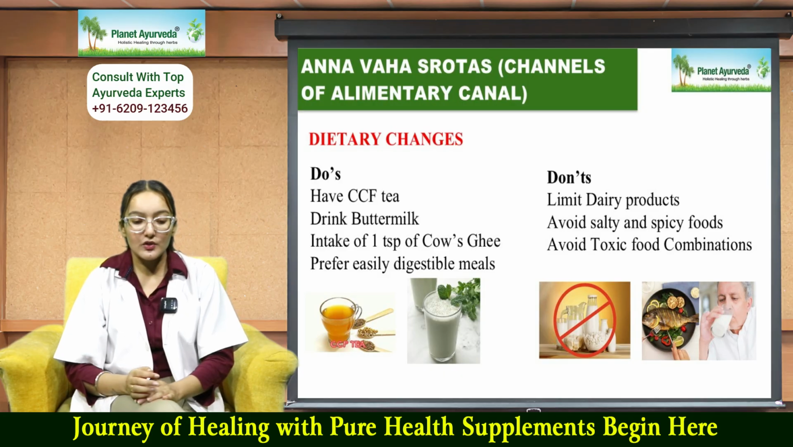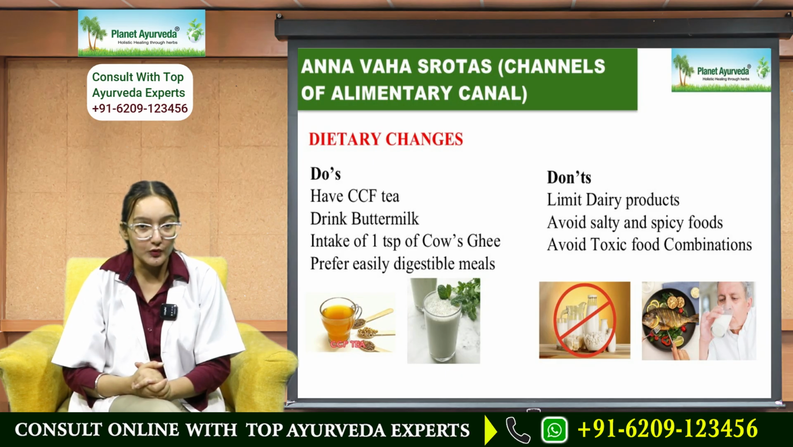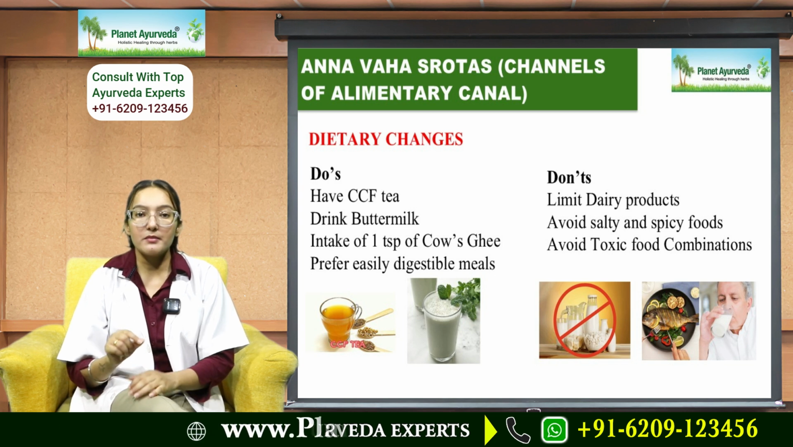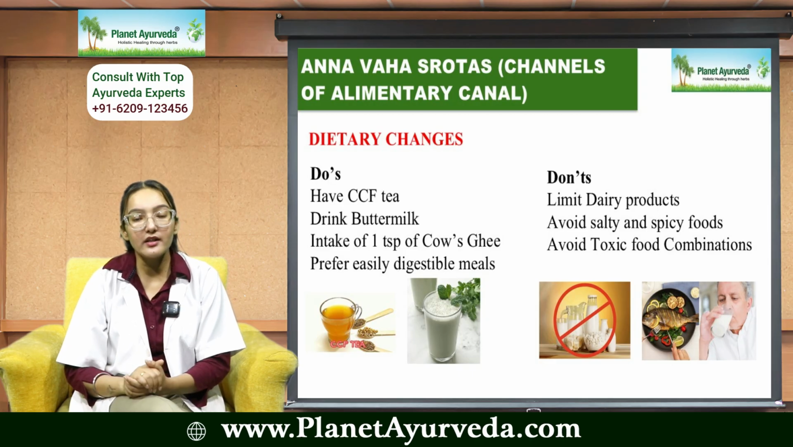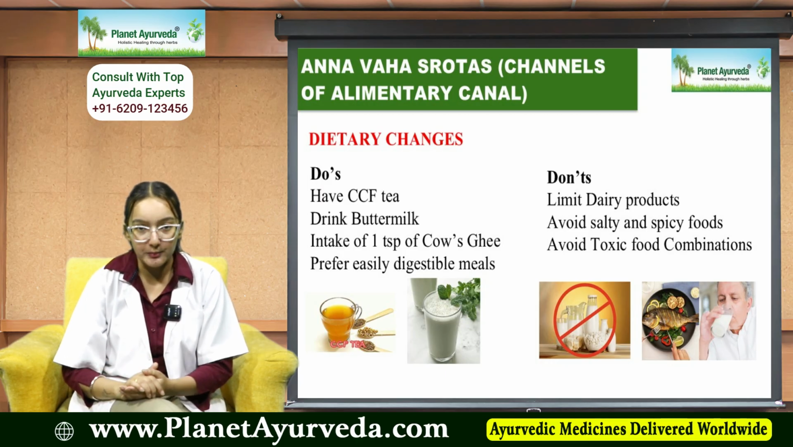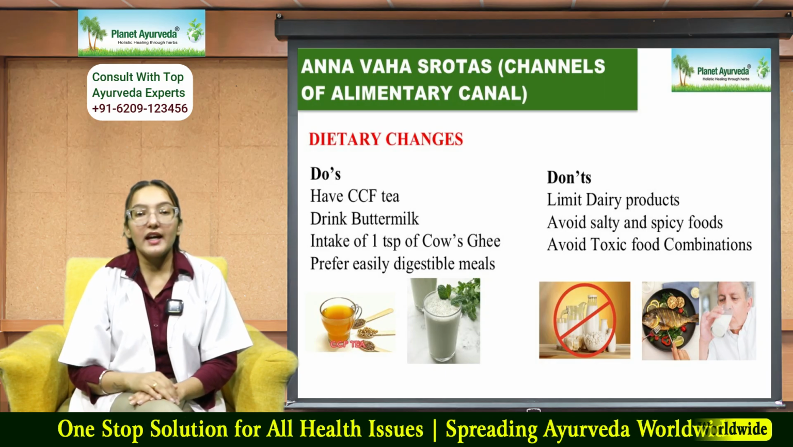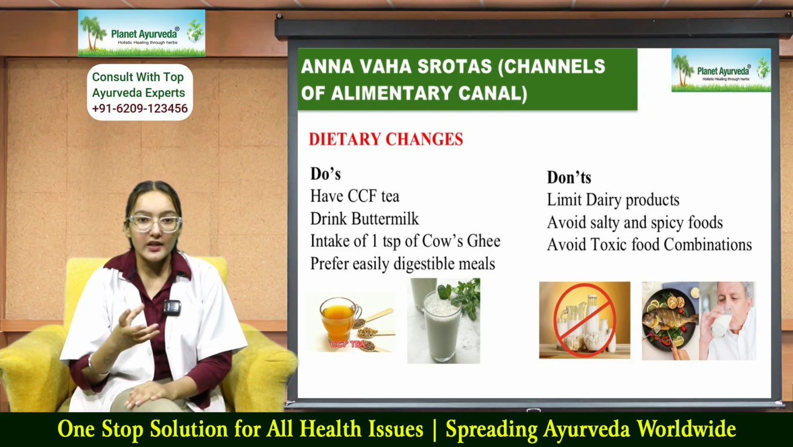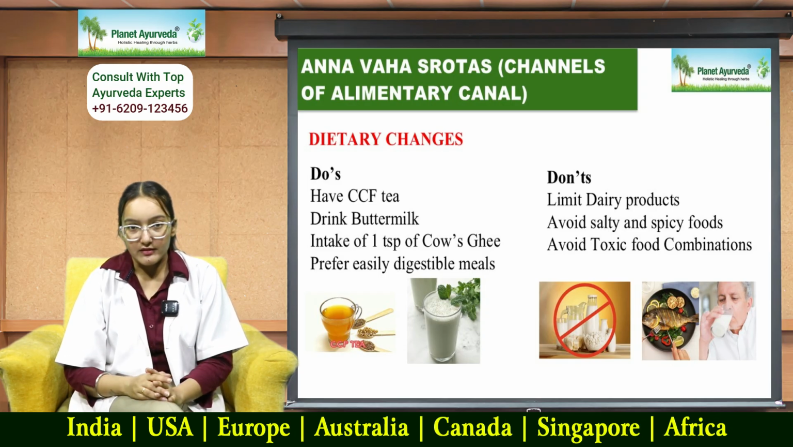Then drink buttermilk. If somebody has kapha associated Annavaha Srotas disorder, which means low digestive fire, they can take buttermilk with some black pepper or cumin powder added. If somebody has the pitta associated condition, they can have plain buttermilk. And in case of vata associated disorder, they can take buttermilk with the butter in it. Ask them not to remove the butter, and to take the buttermilk as it is.